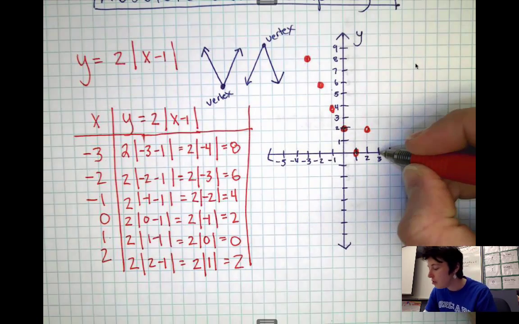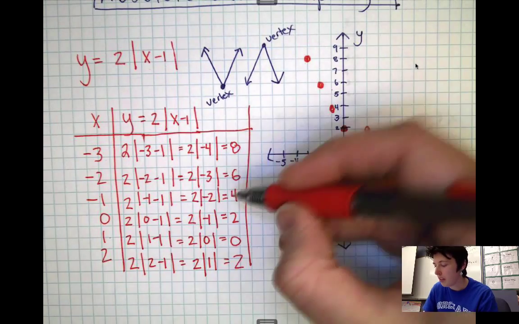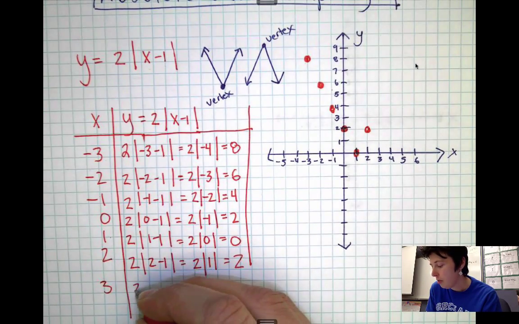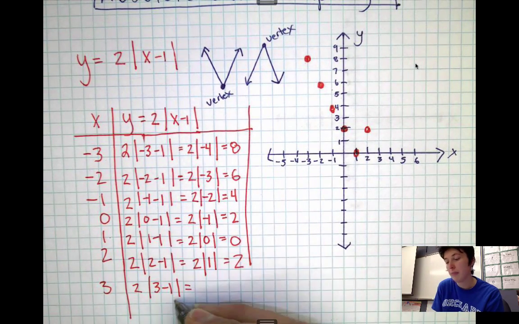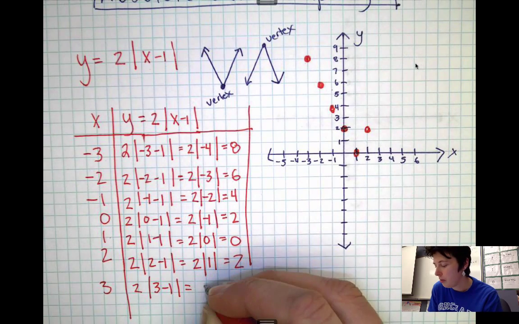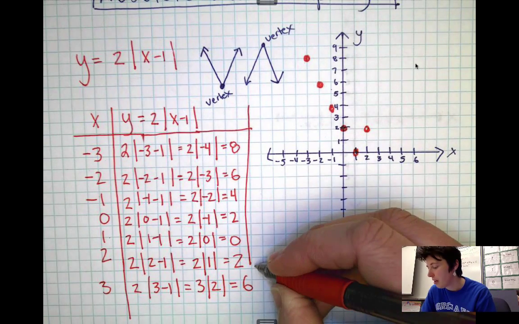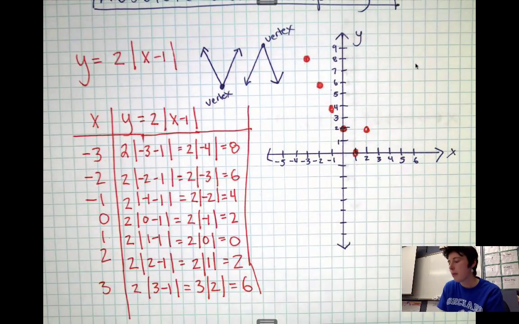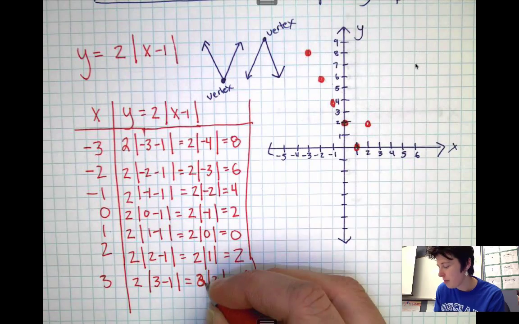Now I'm like, okay, I bet you I can figure out what 3 is. I bet you it's going to be 4, but we can double check it. Let's put 3 in there. 2 absolute value 3 minus 1. 3 minus 1 is 2. So 2 absolute value of 2. 2 times 2 is 4. Oh, wait. I just made a mistake. Sorry about that. This is a 2, not a 3. Why did I do that?